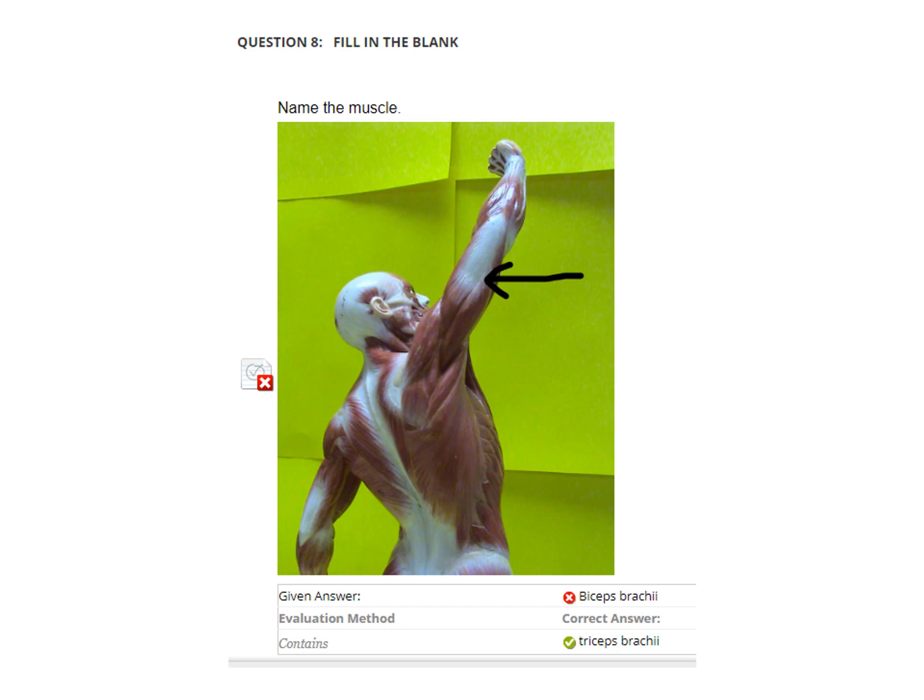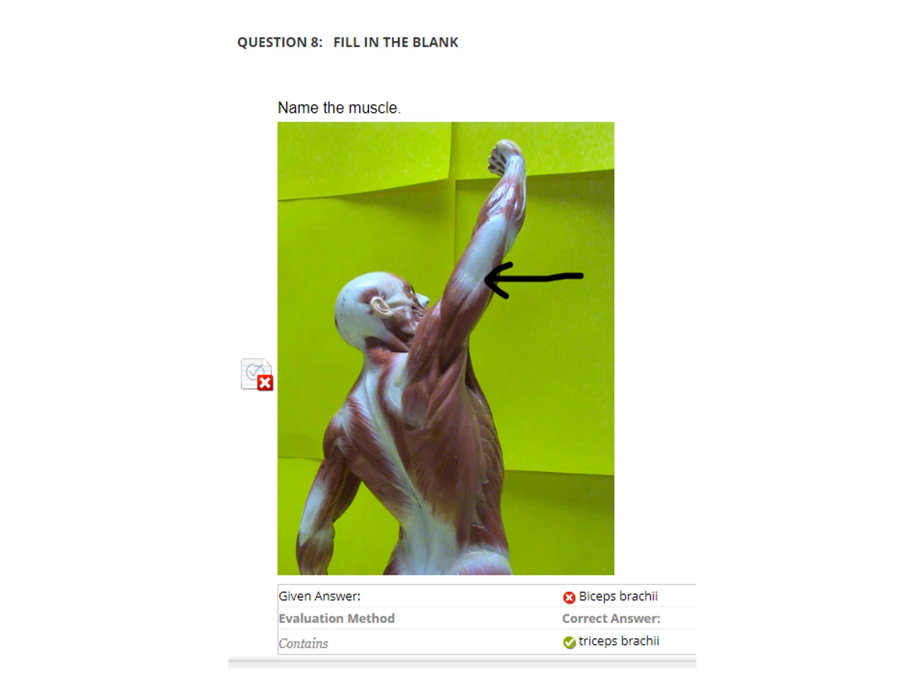Consistently, students confuse the biceps brachii with the triceps brachii. Remember that the biceps brachii is on the anterior side of the arm. The triceps is on the posterior side of the arm. So wherever you see your elbow, which is here, you're looking at the posterior side. So this is the triceps, right?